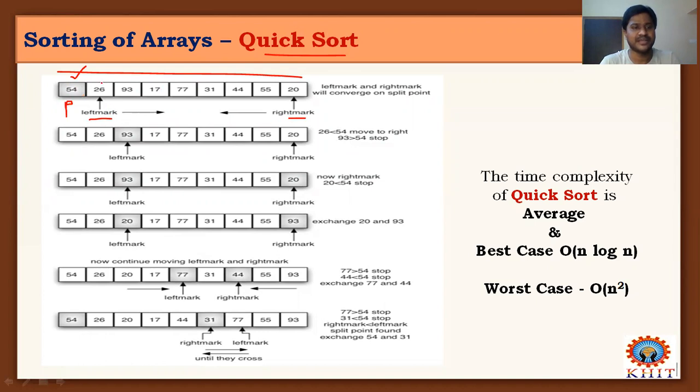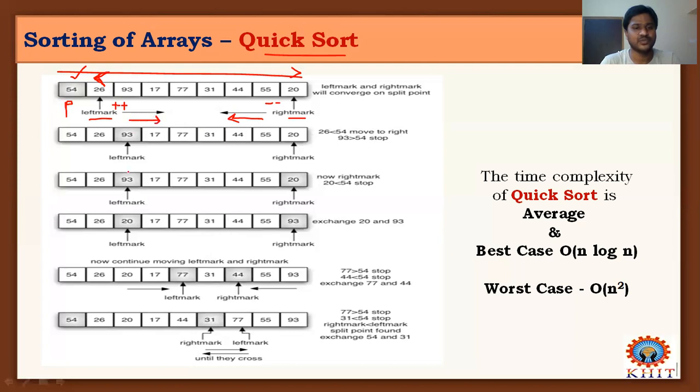We compare the elements from the left mark side, and the left mark element must always be less than the pivot. Only then will this left mark index increment. Coming to the right mark index, its elements must always be greater than the pivot element. Only then should this right mark index decrement. It travels in the right to left direction, and the left mark travels from left to right.